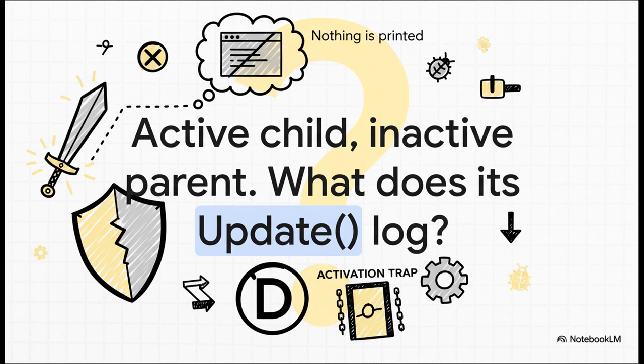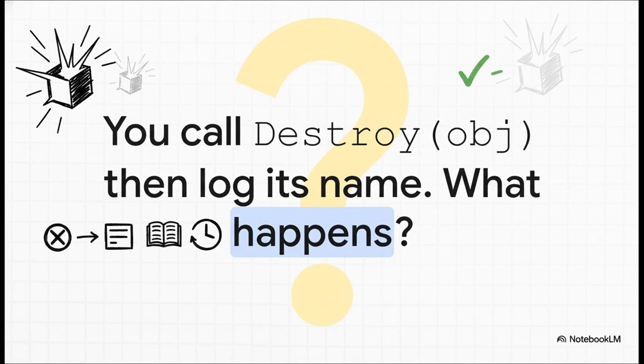The answer is D. Nothing is printed. That's the activation trap. Because its parent is off, the sword isn't active in the hierarchy, so its Update method never, ever runs. Okay, question 2. You call Destroy on an object, and then on the very next line you try to Debug.Log its name. What happens? Do you get a big scary error?